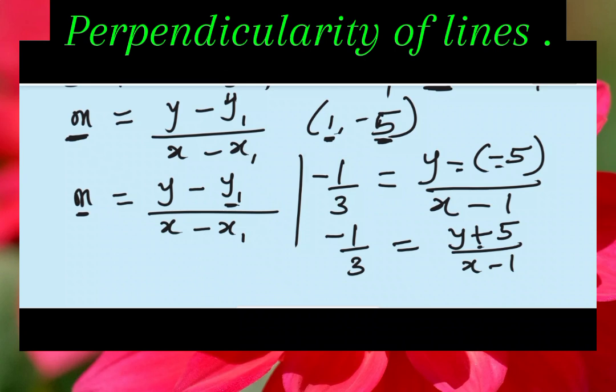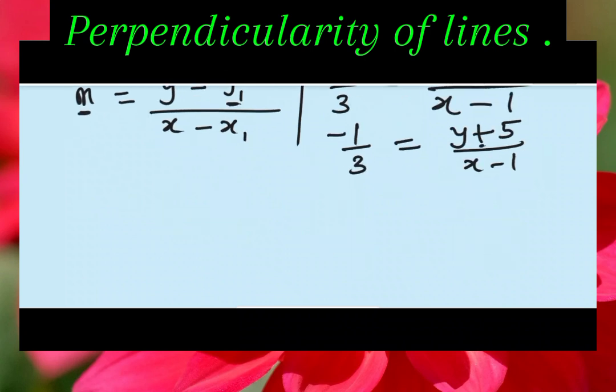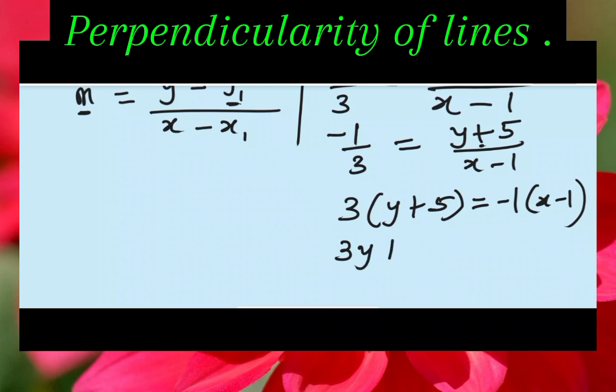Good. So let's cross multiply. I have 3 into y plus 5 is equal to minus 1 into x minus 1. Good. So this is 3y plus 15 is equal to minus x. Minus 1 times x is minus x. Minus 1 times minus 1 is plus 1.